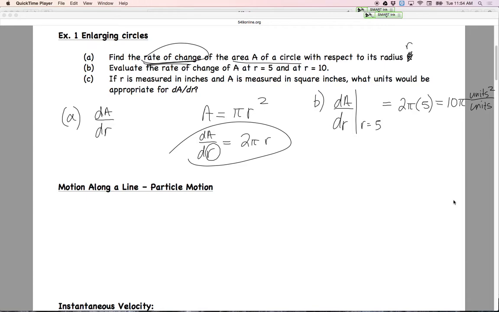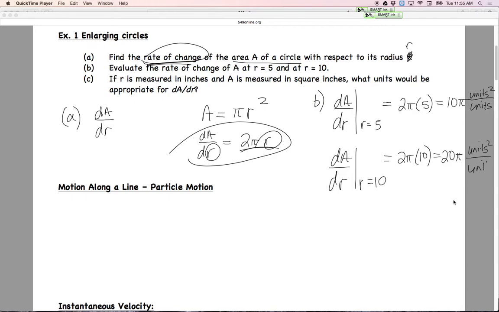So at that moment when r equals 5, the area is changing 10 pi units squared per unit. At that moment, the area is going to change 10 pi units squared per 1 unit radius change, but that is only at that moment in time. It changes all the time. This is not constant. And if it was constant, it would be a constant over here, but we got 2 pi r, so I know it's not constant. Okay? What about the next one, dA/dr when r equals what? 10. So that'd be 2 pi times 10, which would be just 20 pi, same thing, units squared per unit.